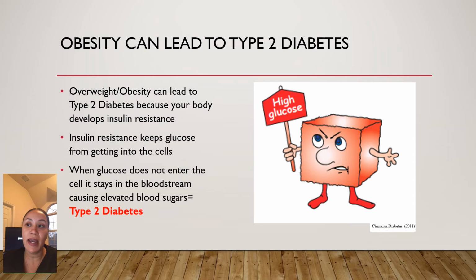Obesity can lead to type 2 diabetes. When we become overweight or obese, our body doesn't work as it should. It starts to resist the insulin that was secreted by Pete the pancreas. When that happens, we develop high levels of glucose in our blood, and that is considered type 2 diabetes, when that glucose is floating around and not getting into cells.